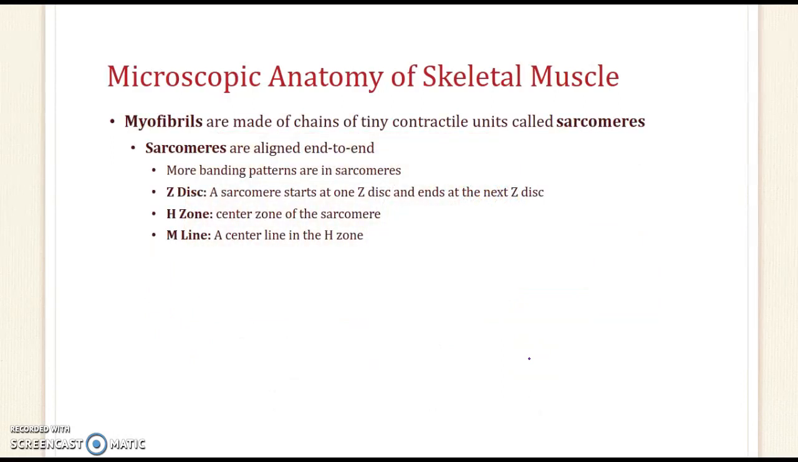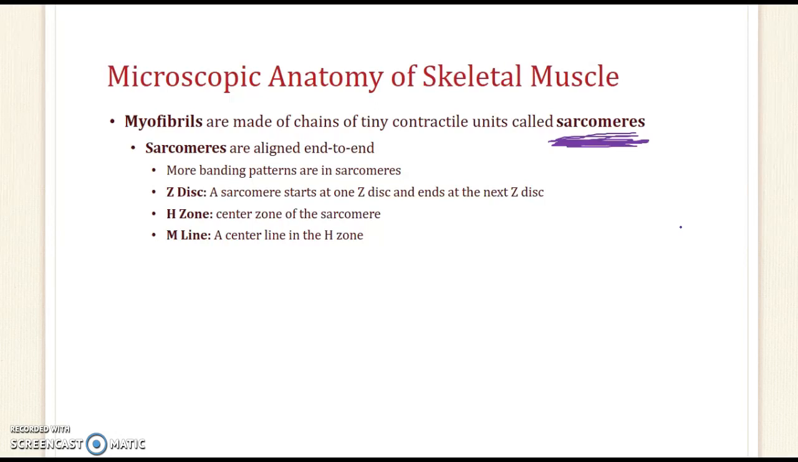So going even further in now and even more microscopic, we have what are called sarcomeres. Myofibrils have these tiny chains of tiny contractile units called sarcomeres. And boy, oh boy, this is an important term: a sarcomere. A sarcomere is the contractile unit of a muscle cell. It is extremely important to know that term. And these little contractile units line up end to end on these myofibrils.